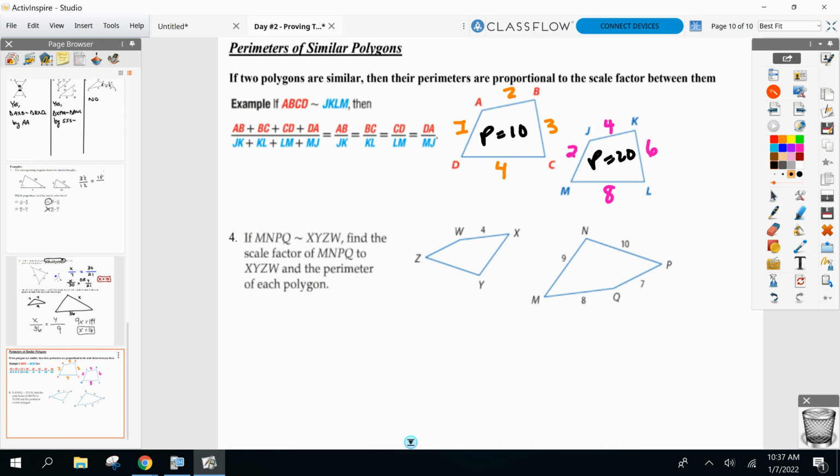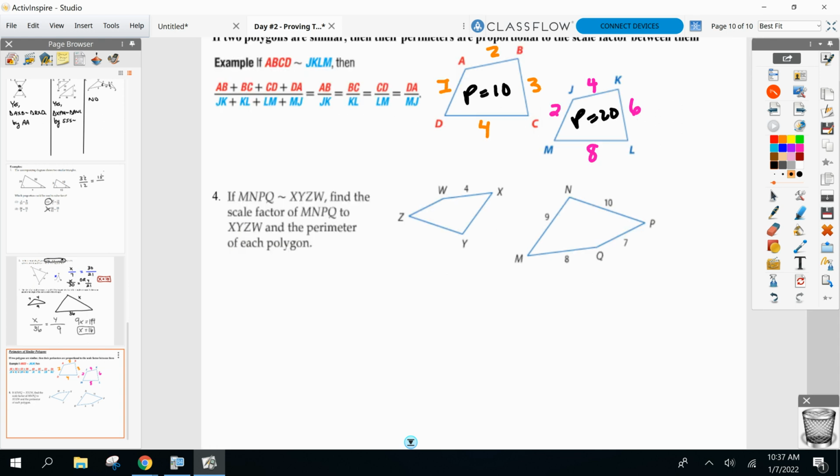1 to 2. What's the ratio of the perimeters? 10 over 20, which is 1 over 2. So what am I trying to tell you? Whatever the side ratio is, it's the perimeter ratio. Okay? So let's use that on number 4 before we call it a day and move on to homework.